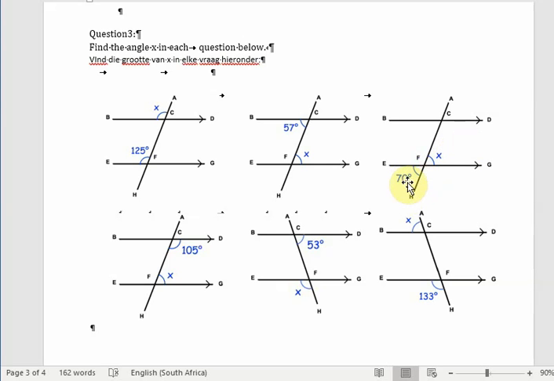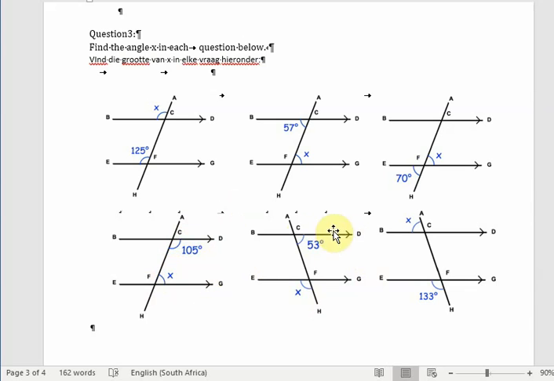Vertically opposite angles are equal, so that is 70. X is also 70. For this one, those two angles, 105 and X, they are co-interior angles, ko-binnehoeke. En ko-binnehoeke, saam, as ons hulle bymekaar tel, kry ons 180 grade. So if that one is 105, this one is 180 minus 105. So hierheen is 180 minus 105, so hy is 75 grade.